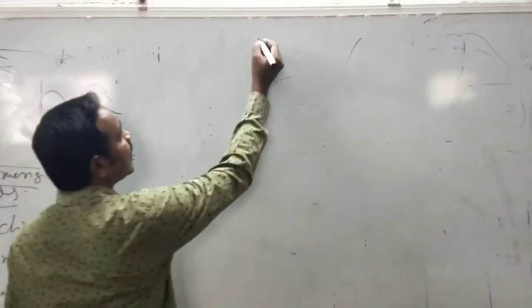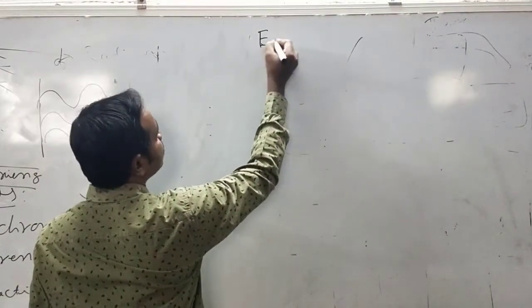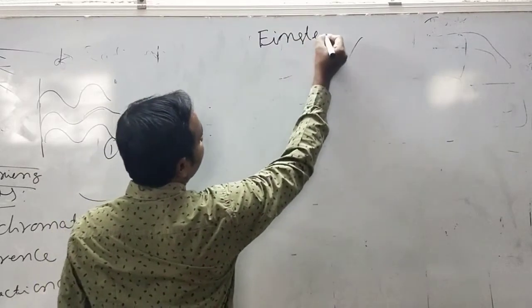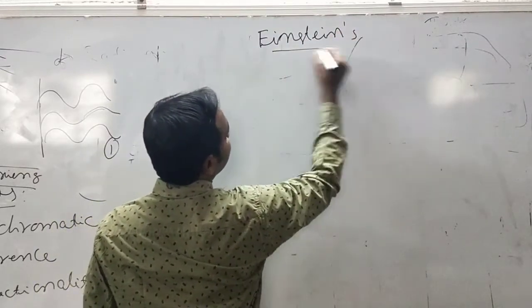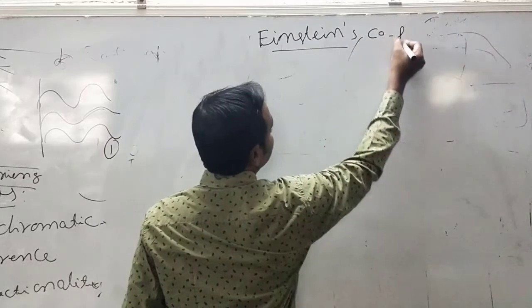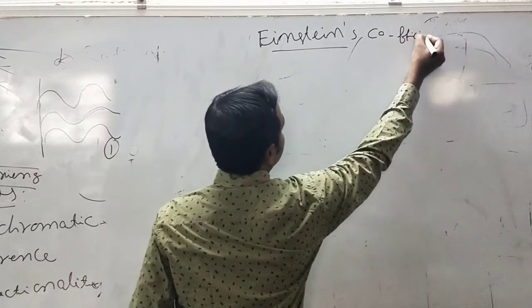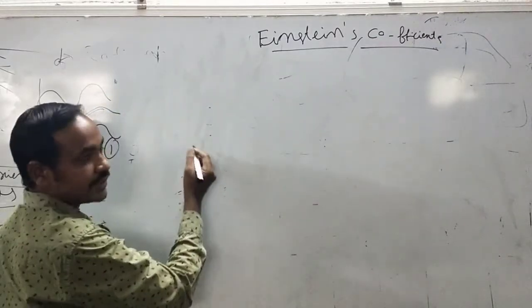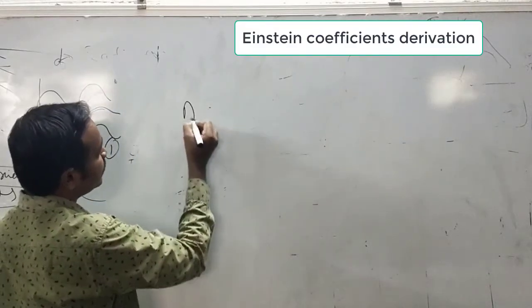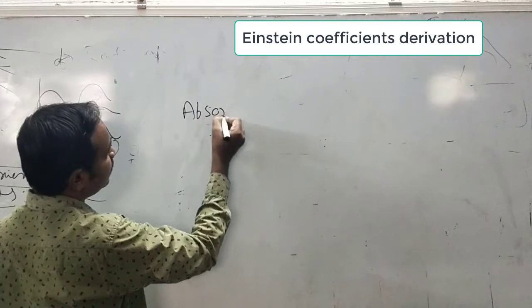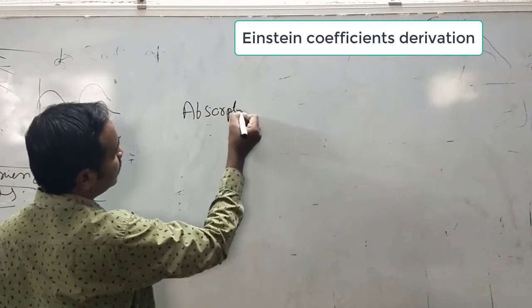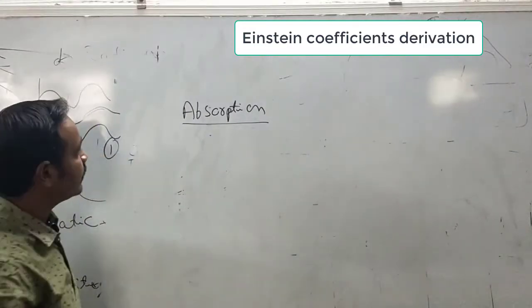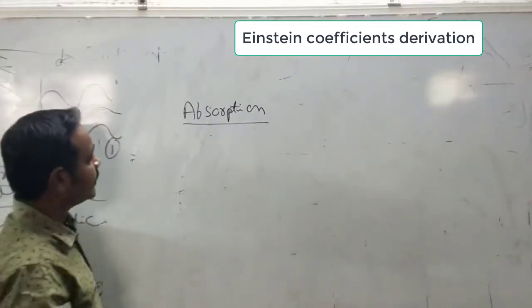This concept started with Einstein. That's why it's called Einstein's coefficients. So we'll start with the first one, which is absorption. This is the concept we are going to learn, and along with that we will derive the Einstein coefficients.